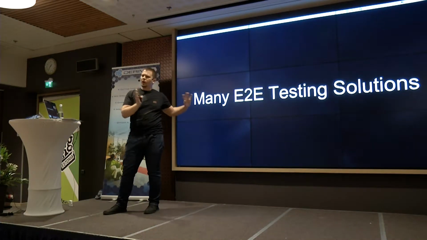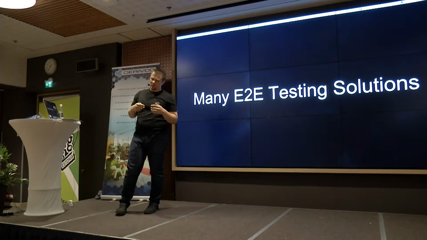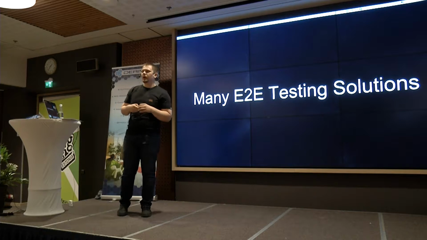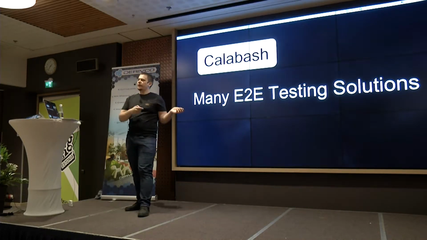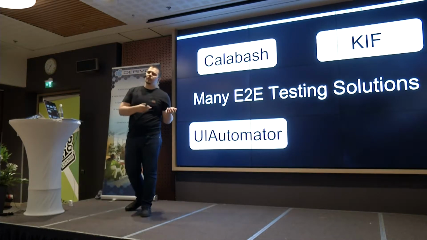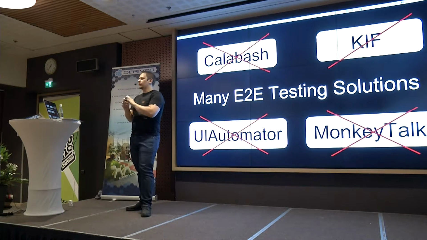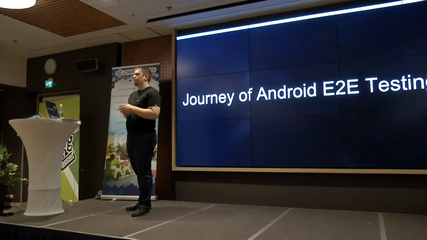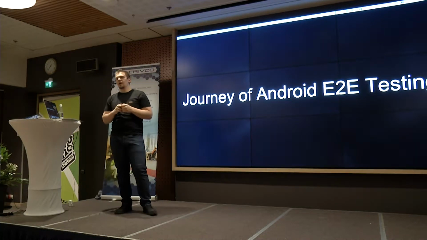So with that kind of out of the way, we actually get to the main part of the talk. And obviously, whenever you think of end-to-end or even unit testing or integration testing for that matter, there are obviously lots of different solutions in place. There is Calabash, there is the Keep It Functional framework, there's obviously UI Automator, Monkey Talk, and a lot of other ones. I want to be clear, we're not going to talk about any of those. The ones we will talk about would be, as I mentioned, Robotium, Appium, and something in the middle that I'll explain in a second.